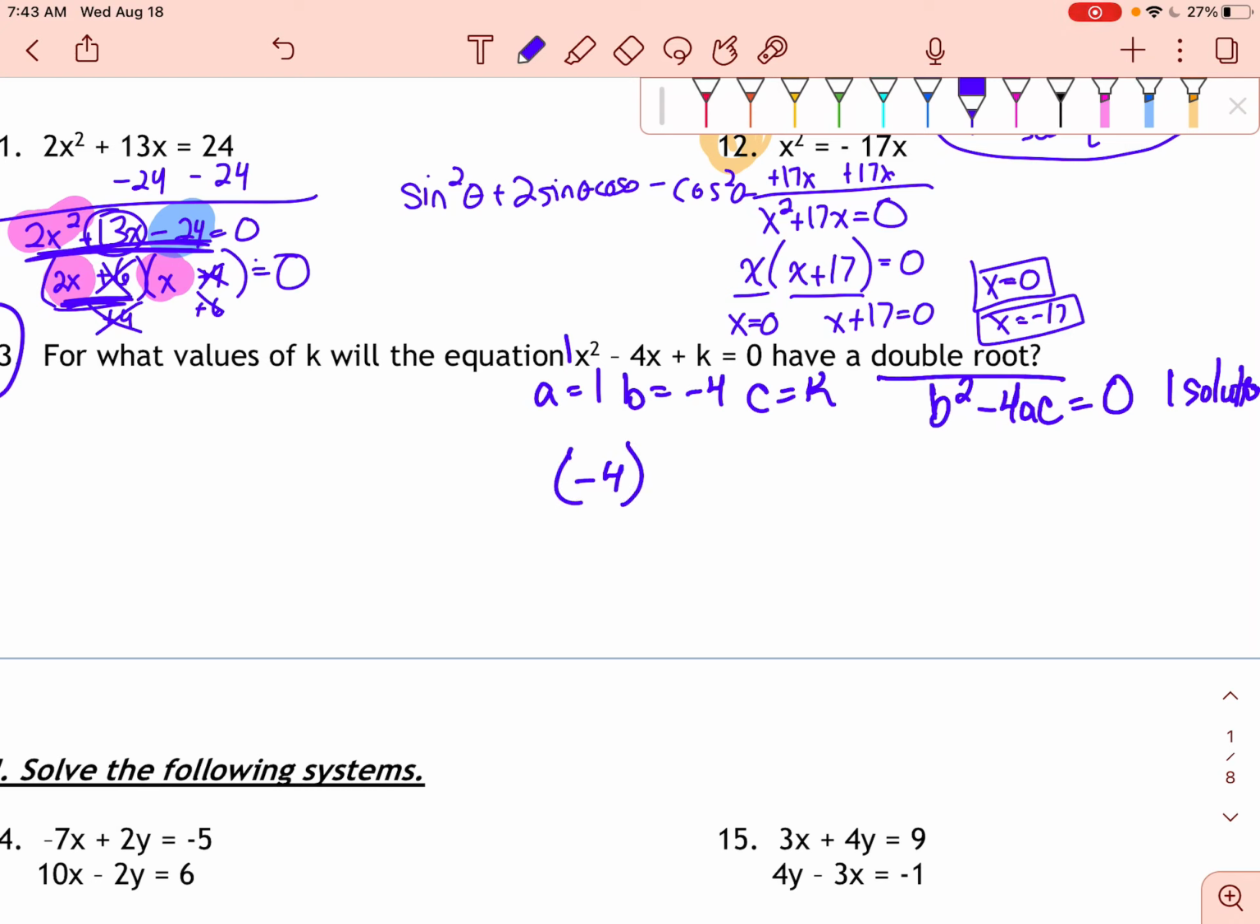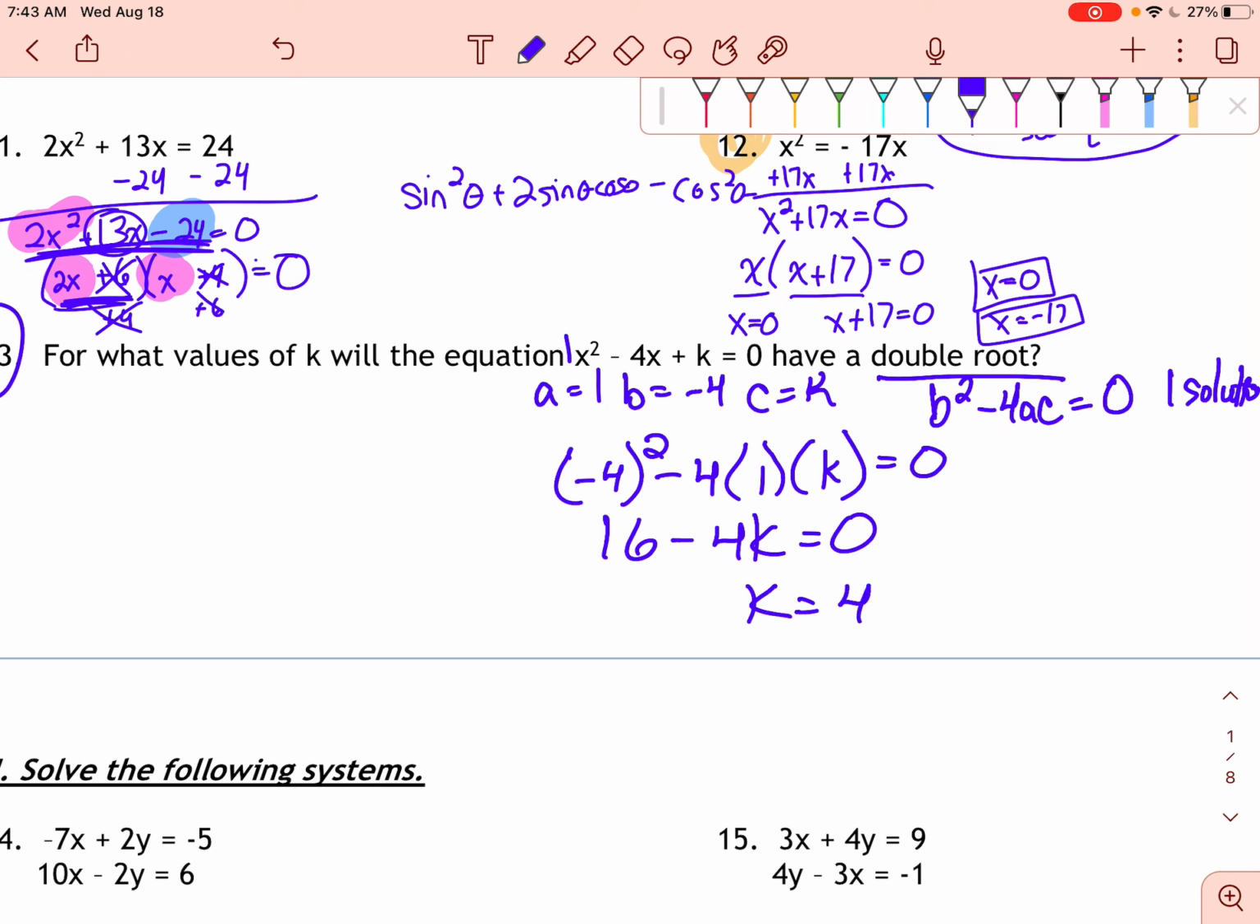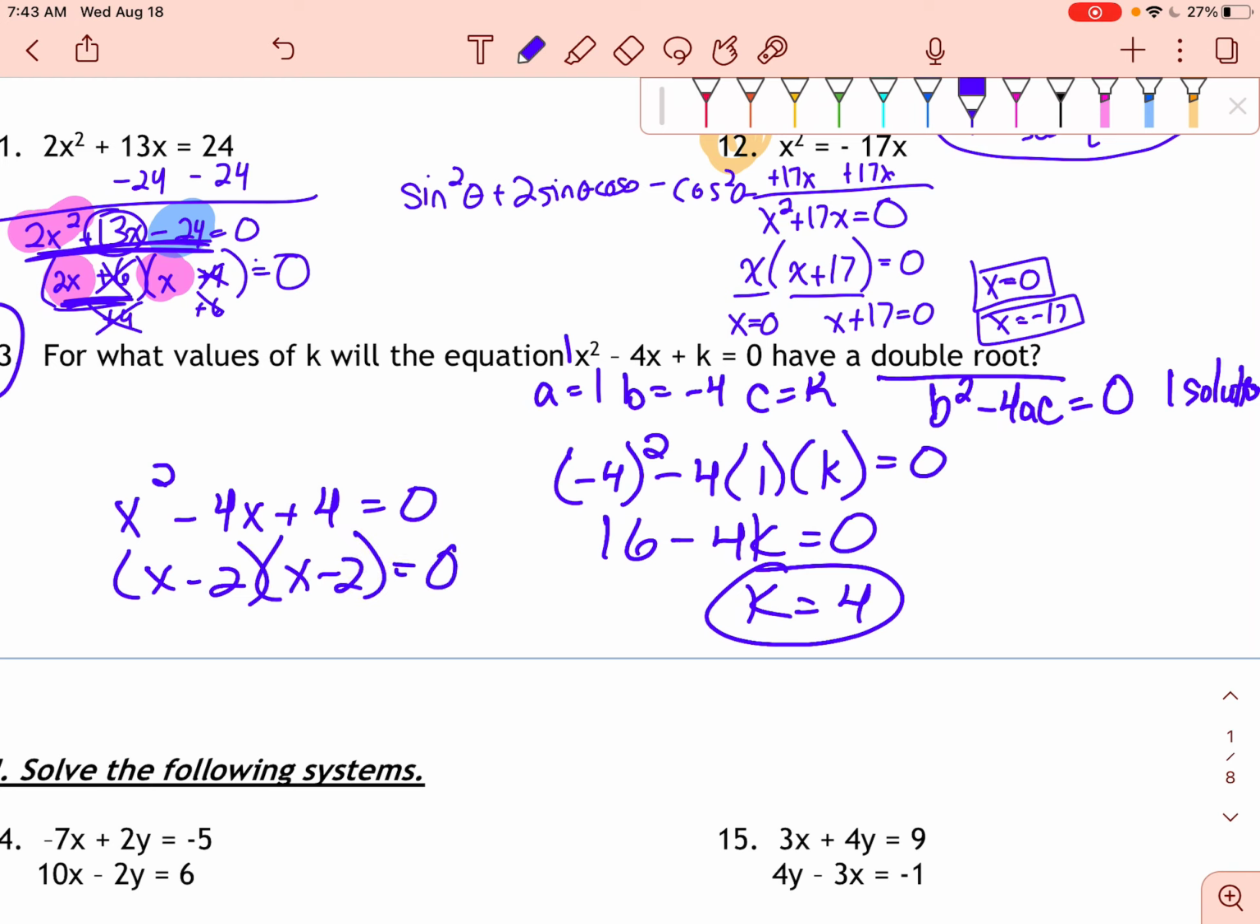So b squared minus 4ac equals 0. 16 minus 4k equals 0. If you go through and solve it, you get k is equal to 4. Okay? If you go back to the original and plug it in, and then if you factor this down, it turns into x minus 2, and there's your double root. So you know that your k value is 4.